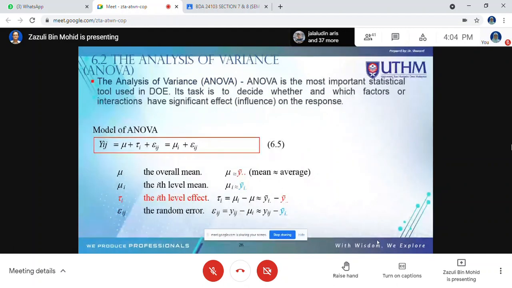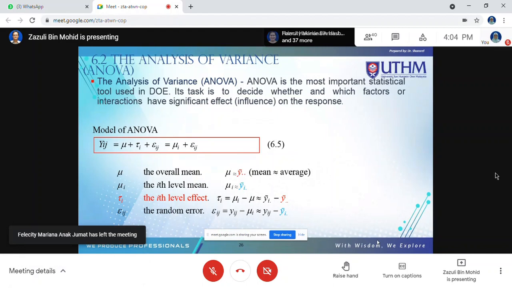So the general equation is shown in this equation 6.5, whereby we have in the equation the symbols there. It includes the value of the overall mean, the i-th level mean, okay, and for the tau i, it means the i-th level effect, and we have epsilon ij, which is the random error.